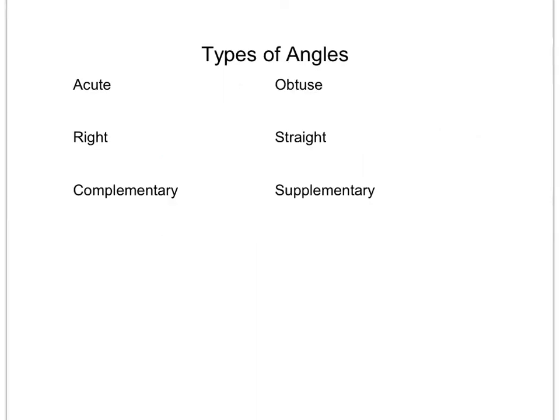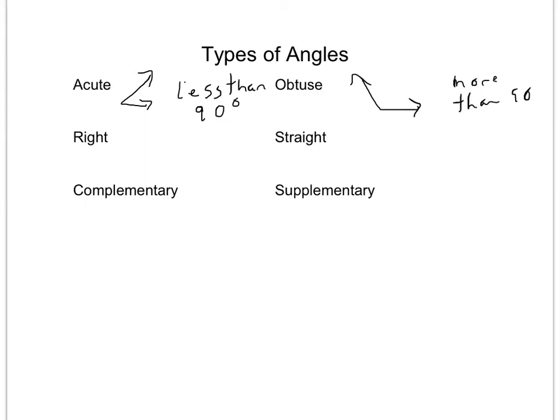Now we have some types of angles. Acute angles. Acute angles look like this. And they are less than 90 degrees. Obtuse angles look like this. And they are more than 90 degrees and less than 180 degrees.